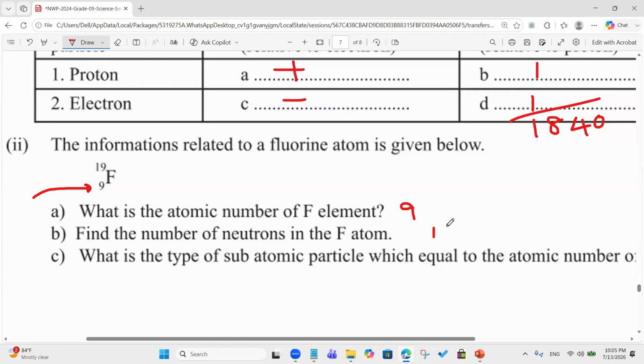By subtracting 9 from 19. 19 minus 9, no? So mass number minus, what do you call? Mass number means protons and neutrons, you know? So you can subtract 9. 9 is the atomic number, so it's 10, no? 10.